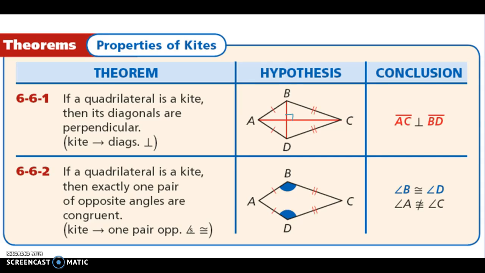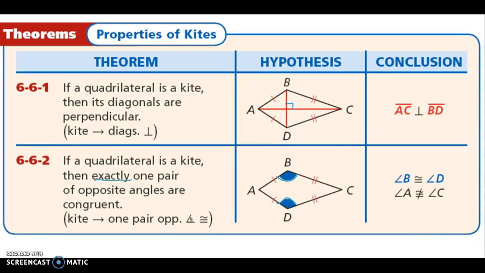And then our kites also have exactly 1 pair of opposite congruent angles. So they're like on the wings of the kite. So just 1 set. Do A and C even look like they could be congruent? They might in some pictures, but they're not going to be.